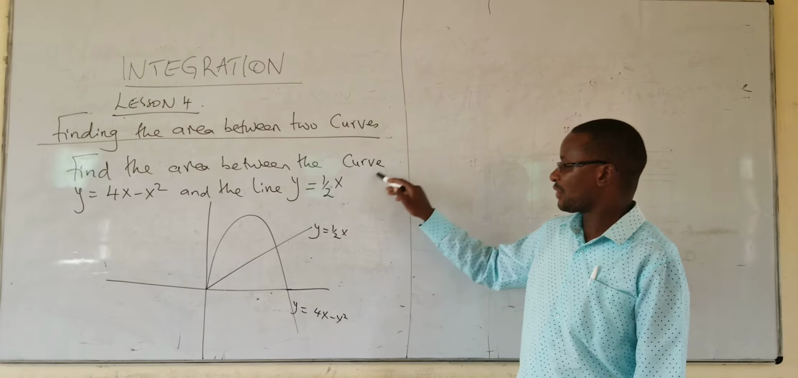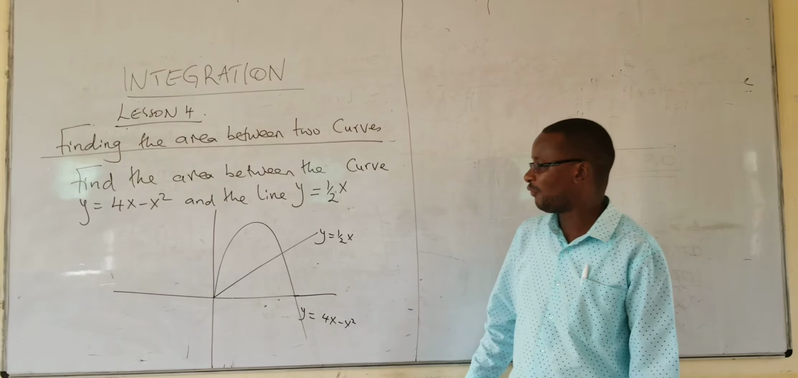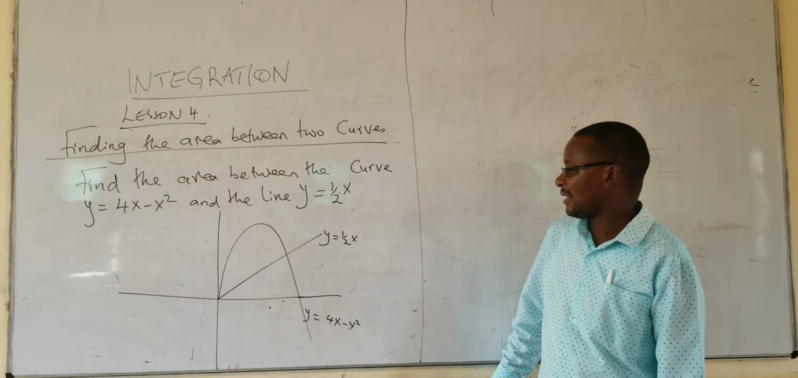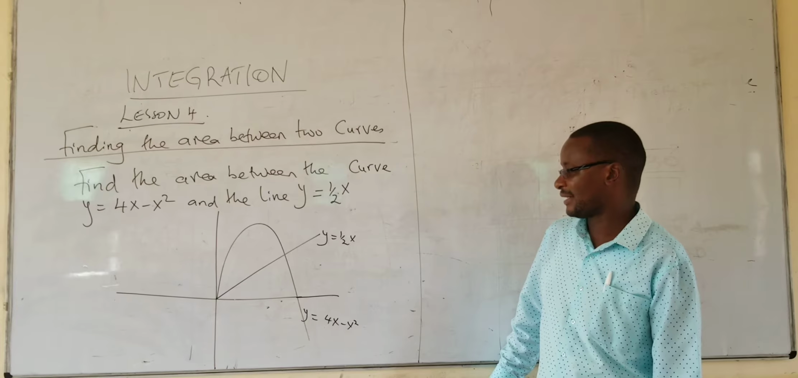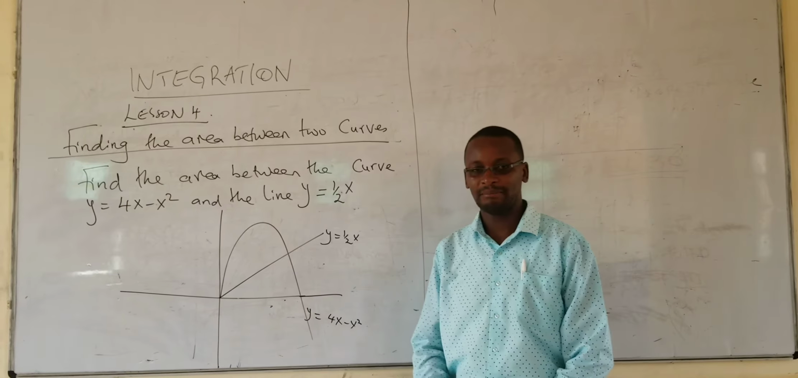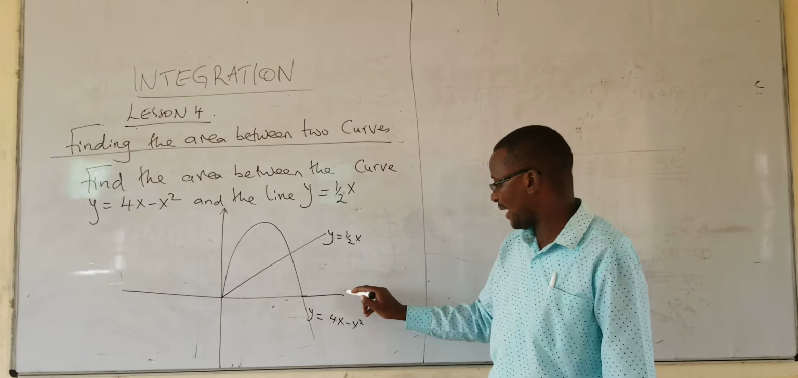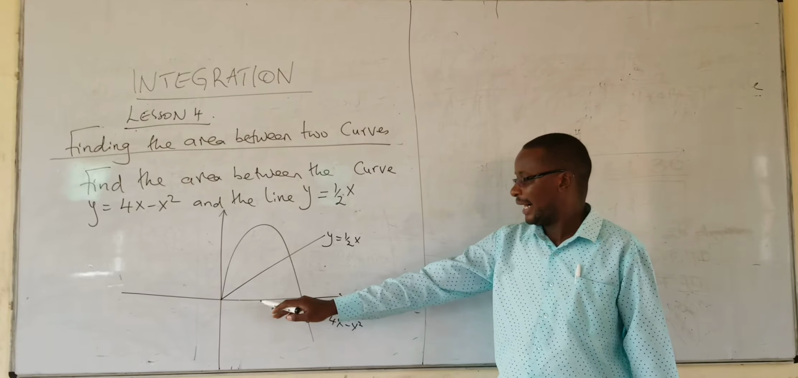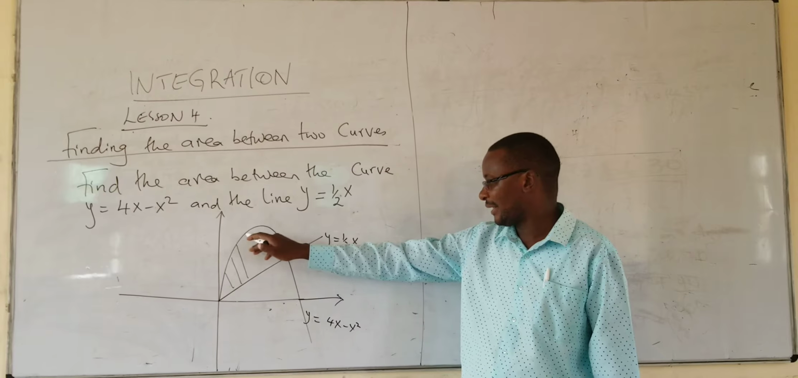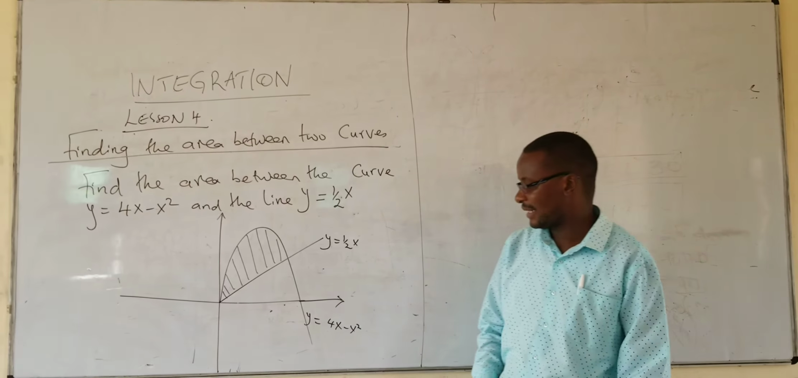Now, I have written a question here. Find the area between the curve y equals 4x minus x squared and the line y equals a half x. When a question is posted that way, it means you find the exact area by integration. So I have sketched that curve, or the two. One is a curve and the other one is a line. And the area we need is this one here. That's the area that we need.